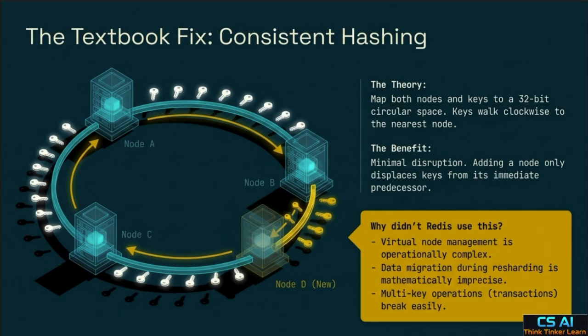The textbook's fix for this is consistent hashing. You map nodes and keys into a 32-bit circular space. When you add a node, it only displaces keys from its immediate predecessor, which is a huge improvement. But why didn't Redis adopt it? Because virtual node management is complex. Data migration during resharding is mathematically imprecise, and multi-key operations break easily. Redis needed something more robust.